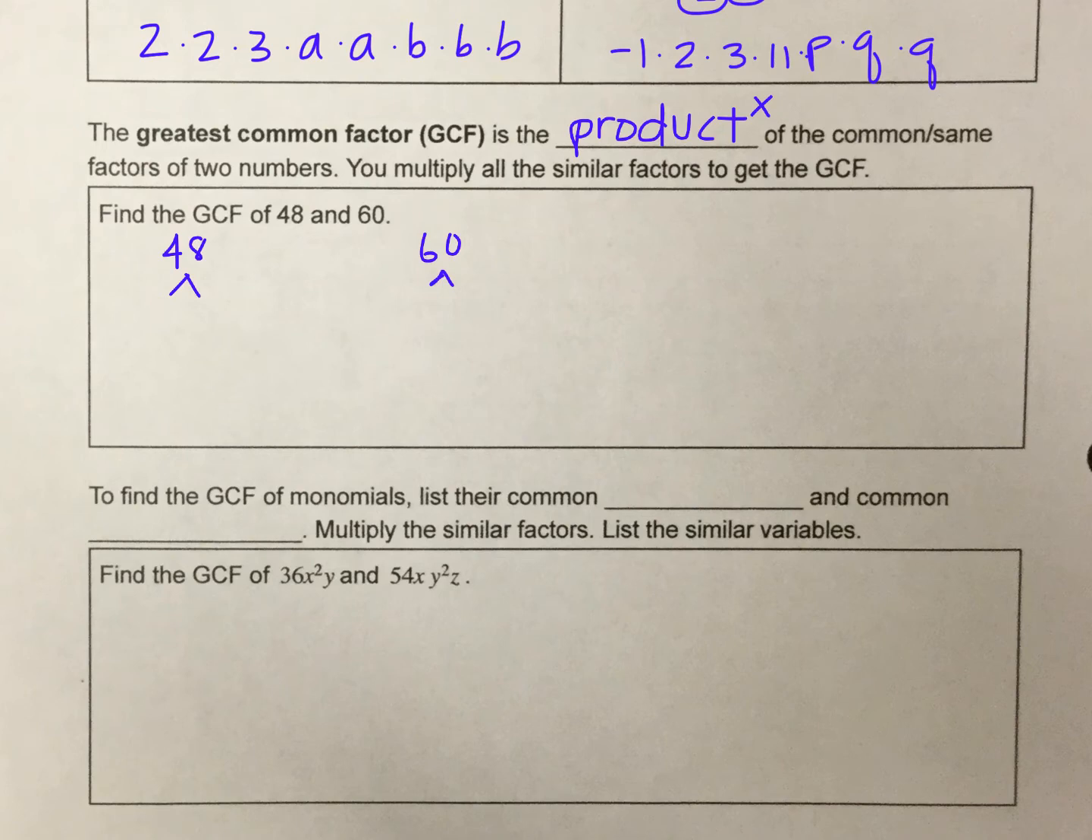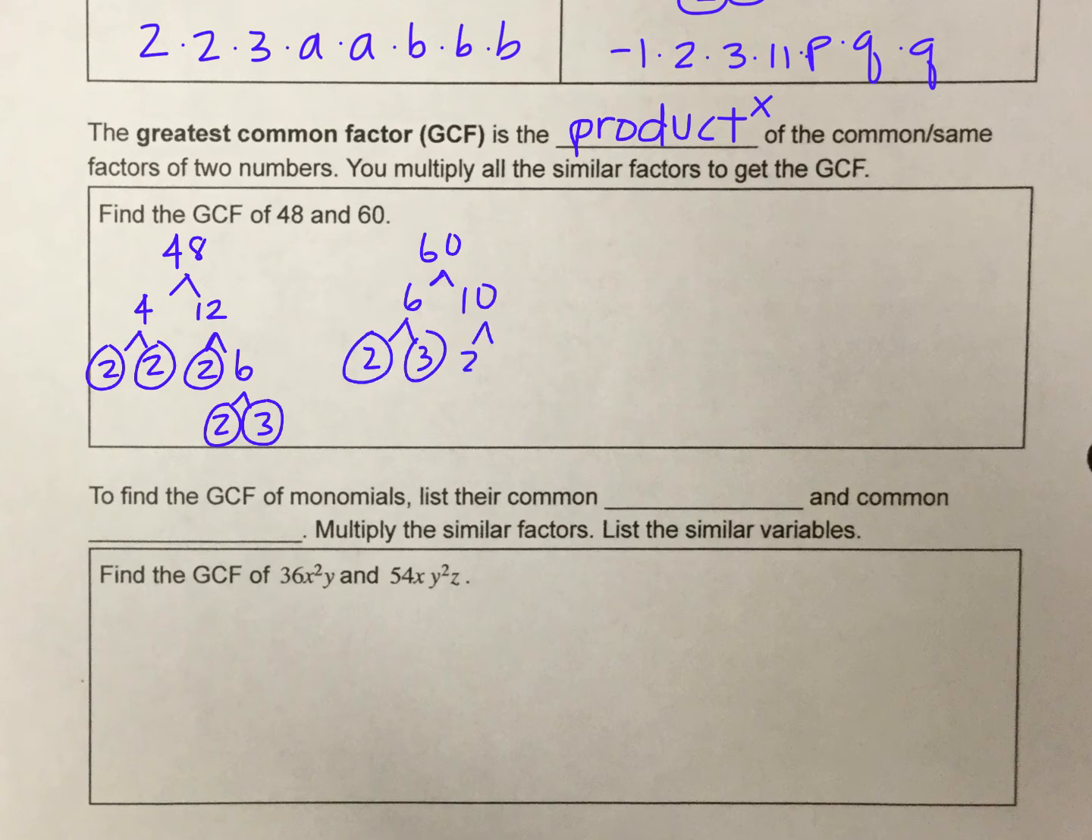So 48 would be 4 and 12. 4 is 2 and 2. 12 is 2 and 6. And if you use different things to multiply together, you'll come out the same way. 6 and 10 is 60. 2 and 3. 2 and 5 for the 10. Okay, I'm going to take that and write it out.